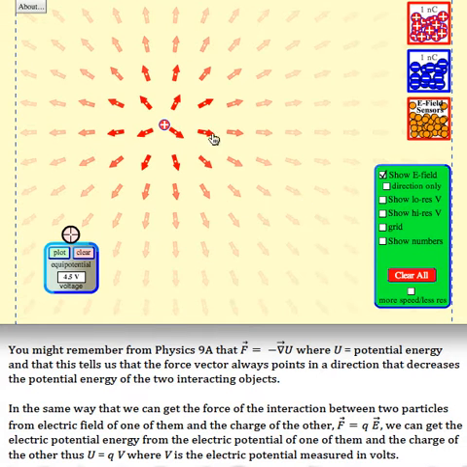The darkness of the color of the arrow shows how strong the field is. So it's very weak over here. You can't see it very well. And the arrows get darker and darker red as you get closer because the electric field gets stronger and stronger. But the electric field tells us about forces.